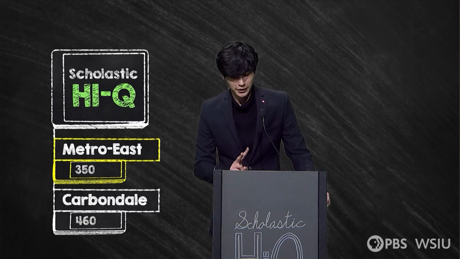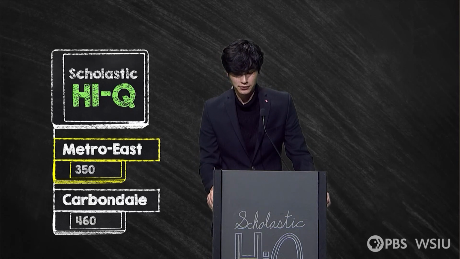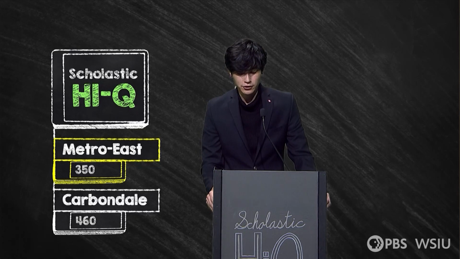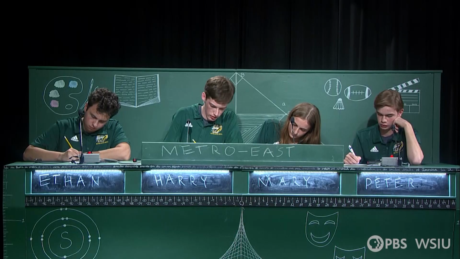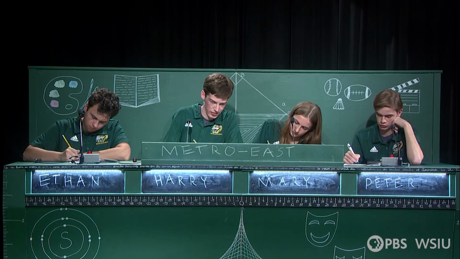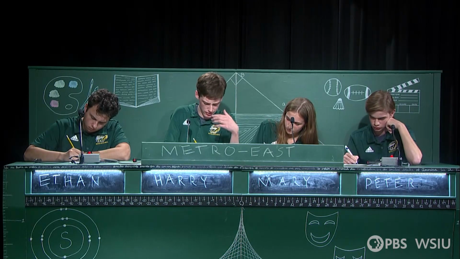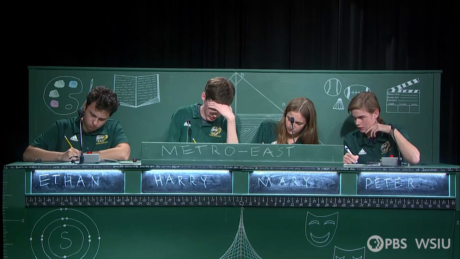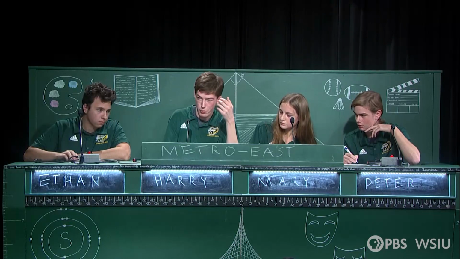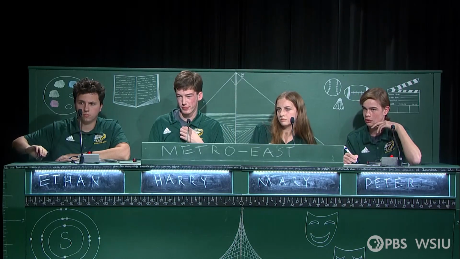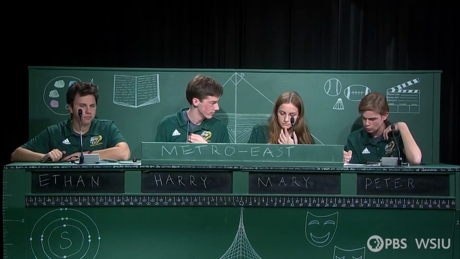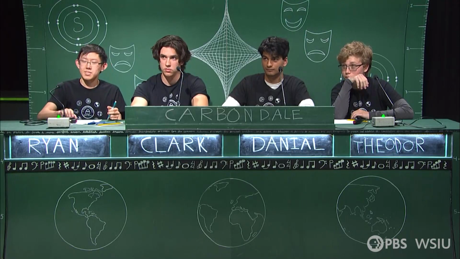Two answers are required. What two values of x are solutions to the equation the square of the quantity 2x equals 36? Positive and negative square root of 18. That's incorrect. Carbondale, chance to steal. X equals 3 and x equals -3. That is correct. Well done, Daniel.